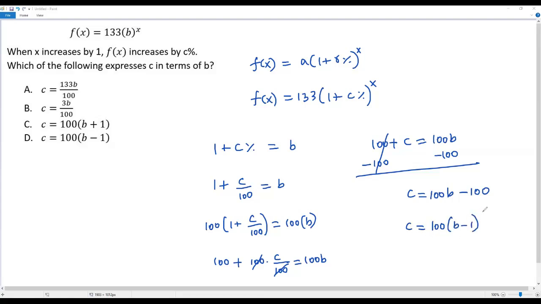Okay, so now I got the value of c in terms of b, that is c equals 100 times (b minus 1). I find that this 100 times (b minus 1) as the value of c in option D. The correct answer choice for this question is option D.